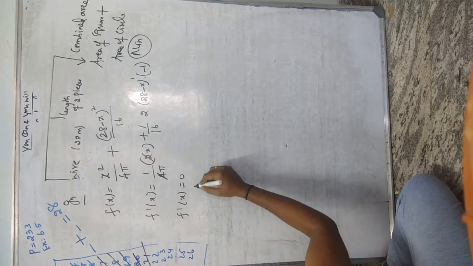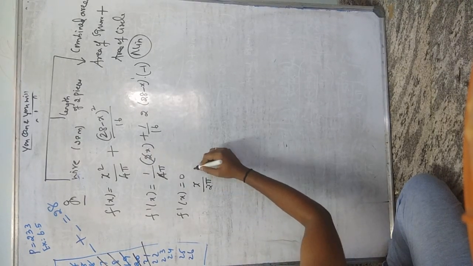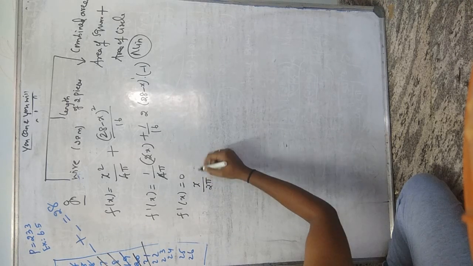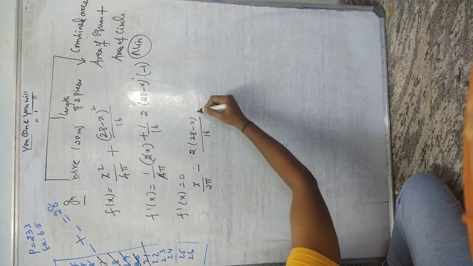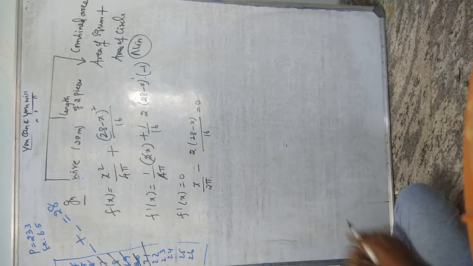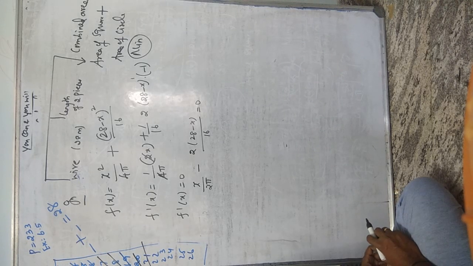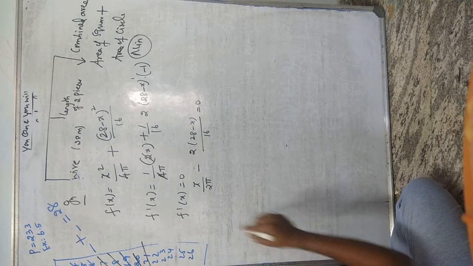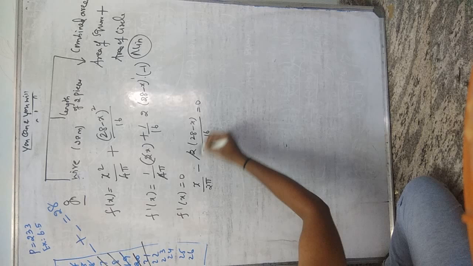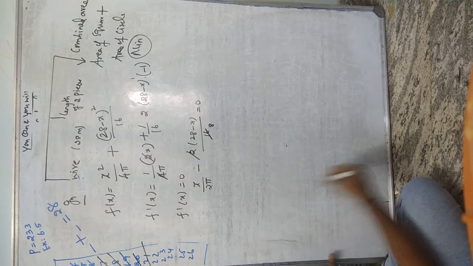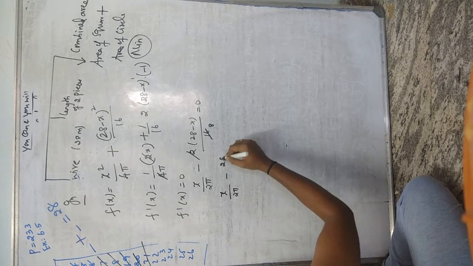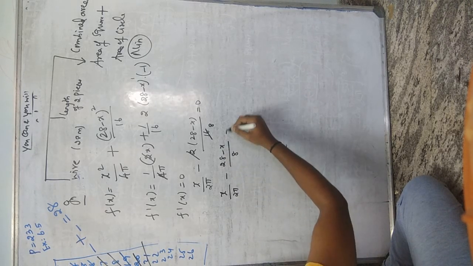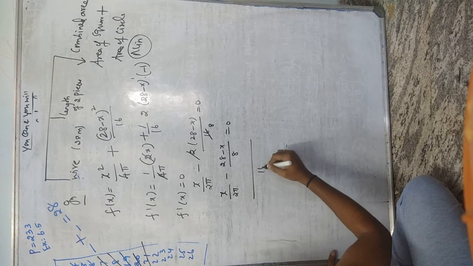After cancelling, I got x upon 2 pi minus 2 into 28 minus x upon 16 equal to 0. I need to find the x value. Multiplying inside, the 2s are cancelled and we get 8. So I got x upon 2 pi minus 28 minus x upon 8 equal to 0. The LCM is 16 pi.